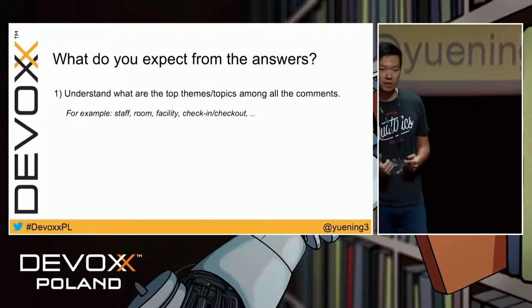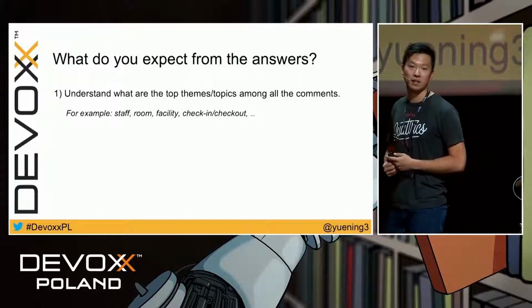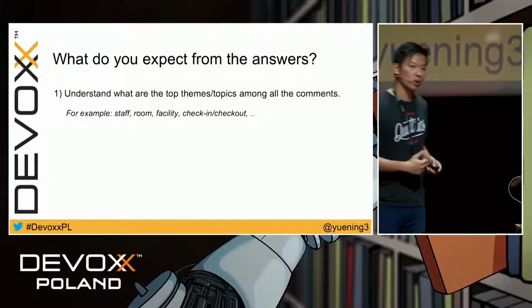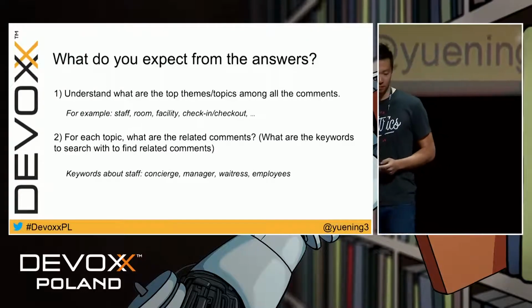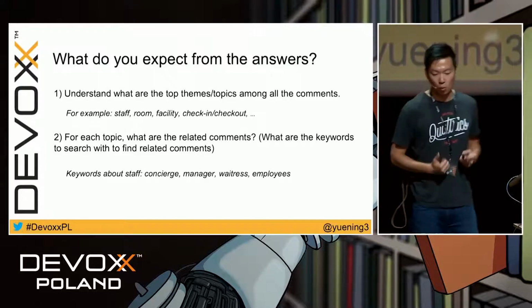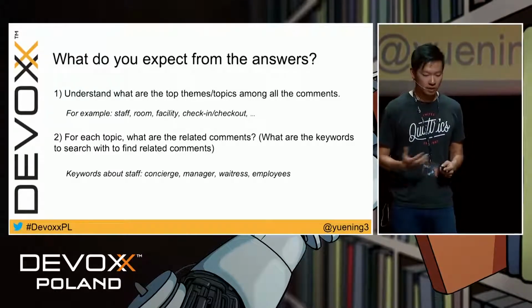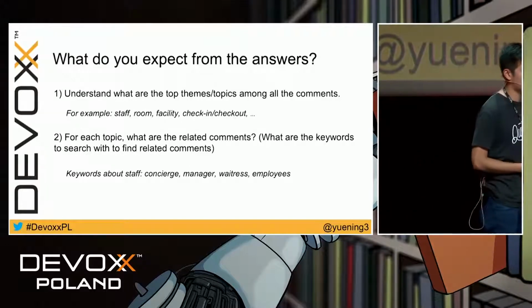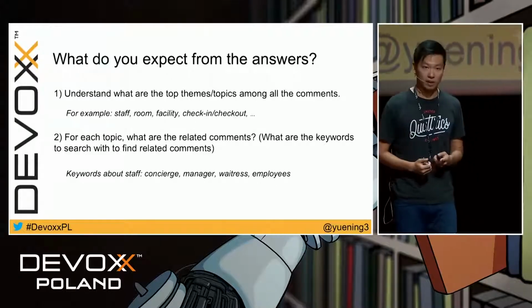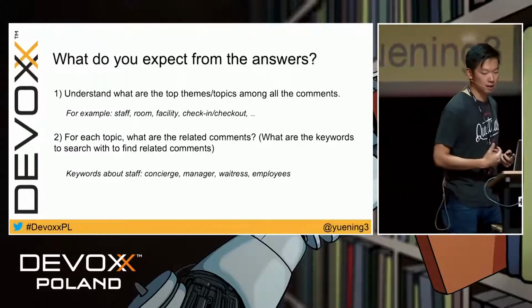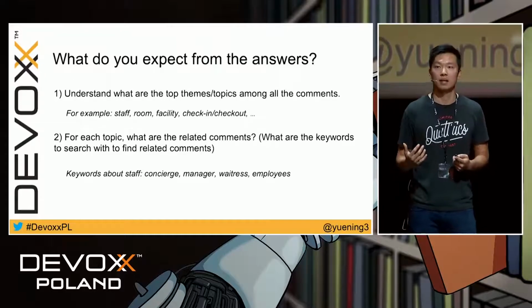And remember, we still have another question: for the things they are talking about, we want to understand how people feel about them. For that, we want to know the subset of all the comments that is talking about each of the topics. So what are the related comments for each topic? We want to figure out the keywords we can use to search for related comments for each topic. For example, if I want to find all the comments about my staff, my customers may not always use the word staff. They may use concierge, manager, or employees. So it would be great if, along with the topics, we could find the keywords we can use to figure out the related comments, so that we can analyze these comments and get the details.